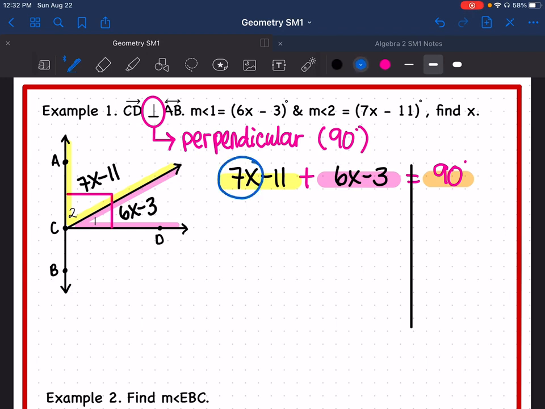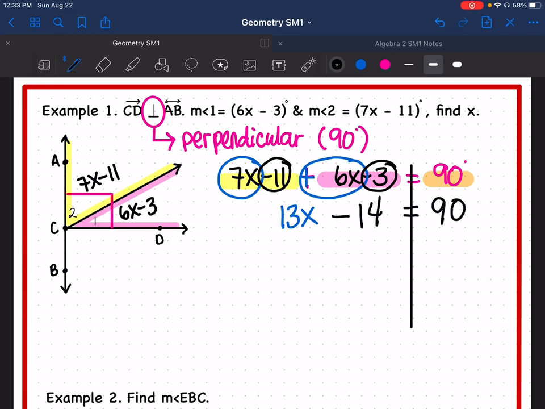So I'm going to add my 7x plus my 6x, which gives me 13x. And then I'm going to combine the negative 11 minus the 3, which gives me negative 14. Remember, you can leave them separate and then take care of each one. We're focusing over here where our x is. Actually, we need to check to make sure we only have one x and it's on the same side.